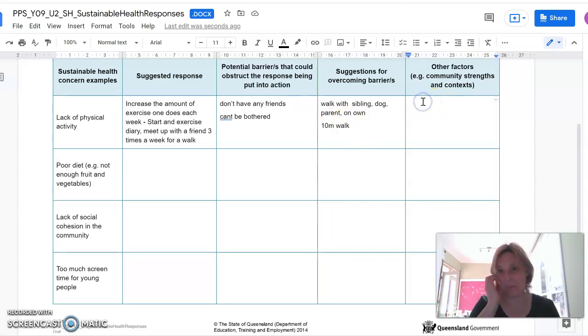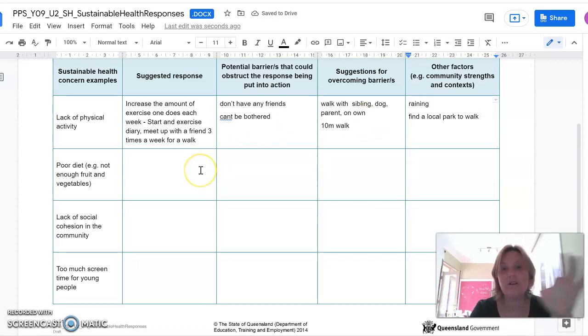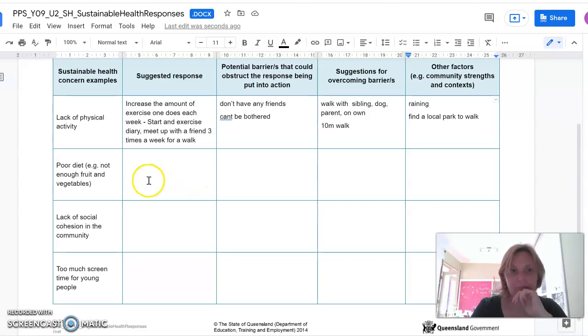Other factors, what might make it hard? It might be raining. It could be that they don't have any nice places to walk. It might be finding the local park for them. So you might find a local park to walk in their area. Okay, so that's just an example of what you'll do. And then you can use this information to come up with your best strategies or your best ideas to implement to the community.